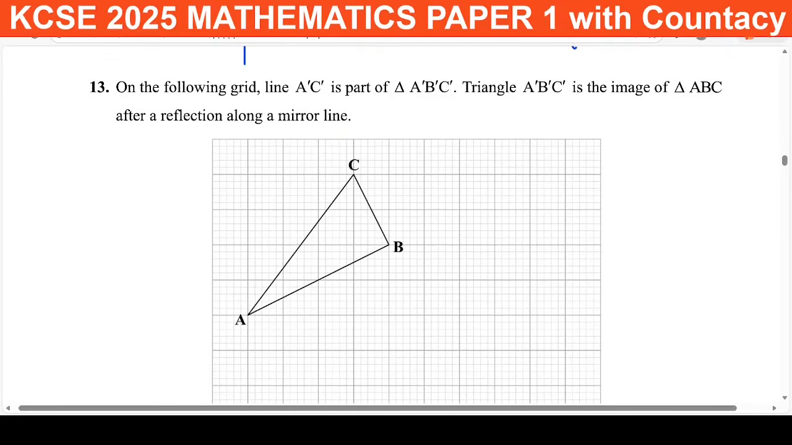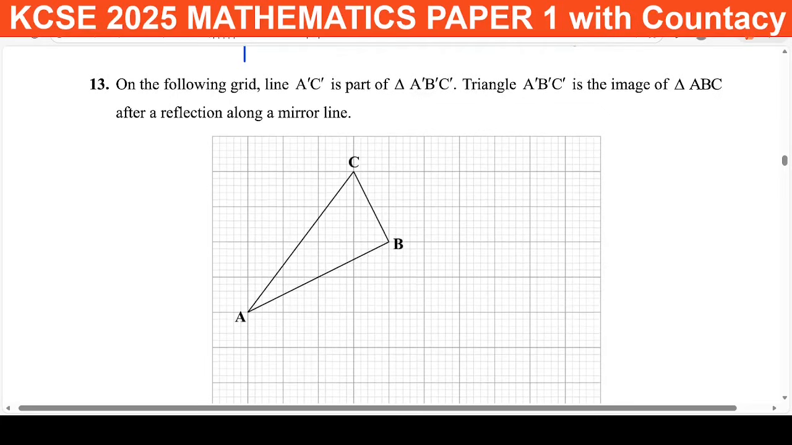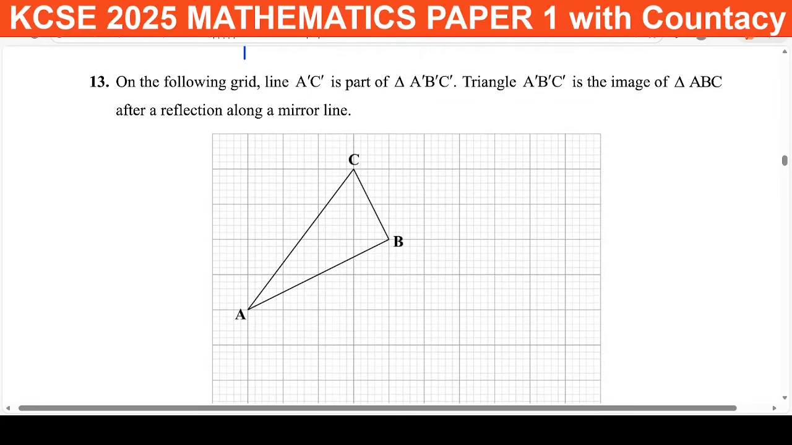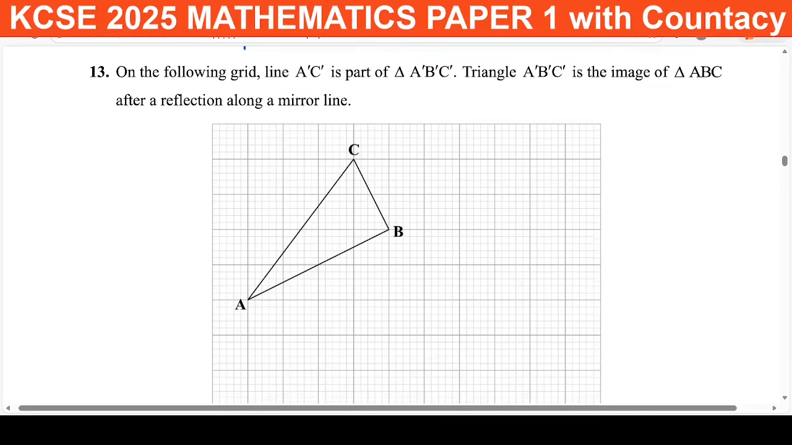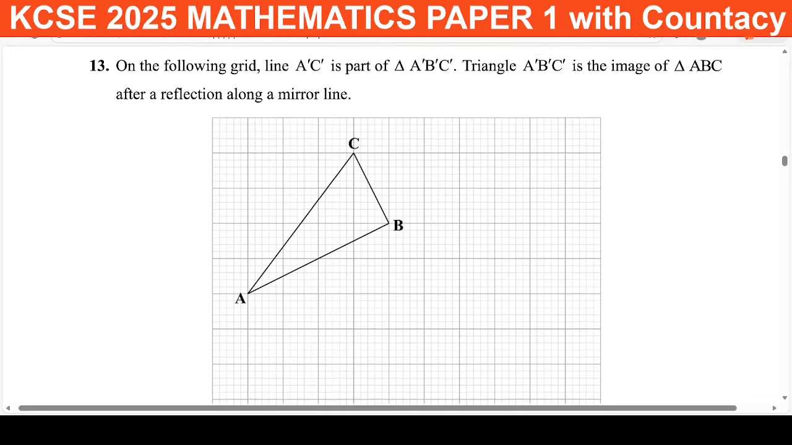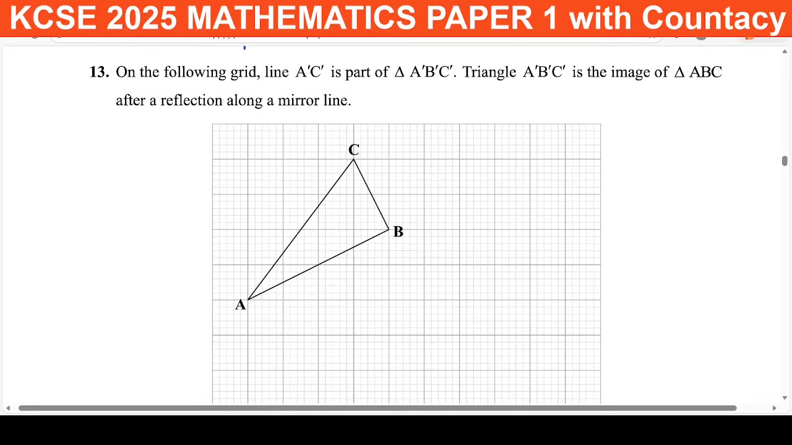This is amazing. We've not done any questions so far about transformation, but here is a good opportunity because there's a question relating to that, and let's find out. We are told that on the following grid, line A prime, C prime is part of A prime, B prime, C prime, and triangle A prime, B prime, C prime is the image of triangle ABC after a reflection along a mirror line.